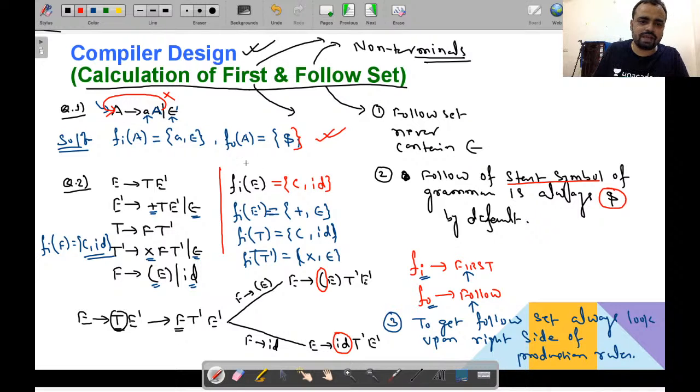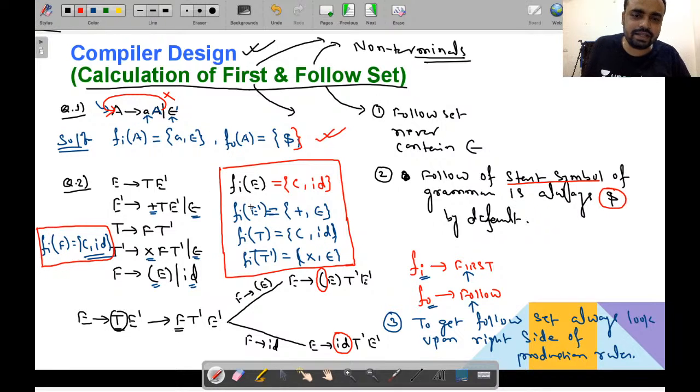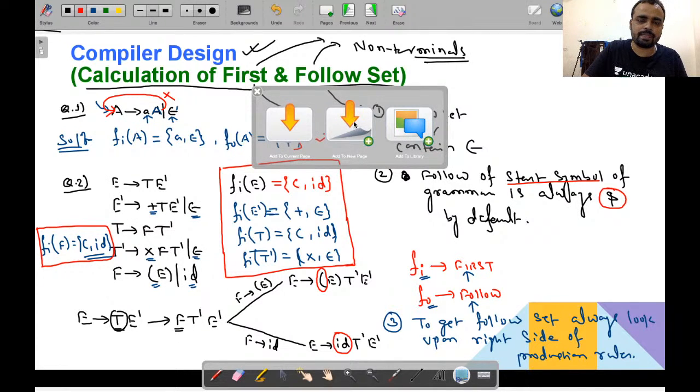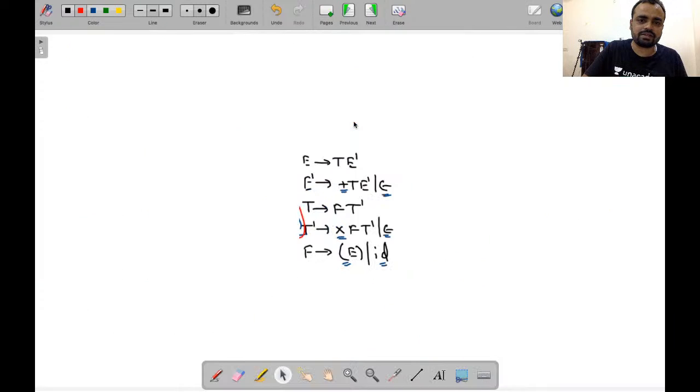All these we have calculated the first of all non-terminals. How many non-terminals are there? There are 5 non-terminals. And what are they? They are E, E dash, T, T dash, and F. Now let's try to find out the follow set. And to find out the follow set, let's bring the same grammar into the next slide.